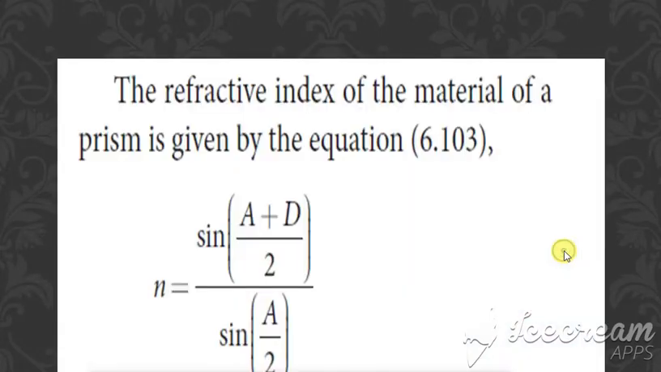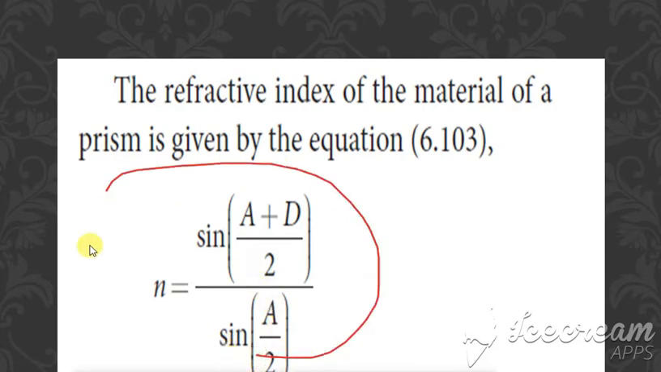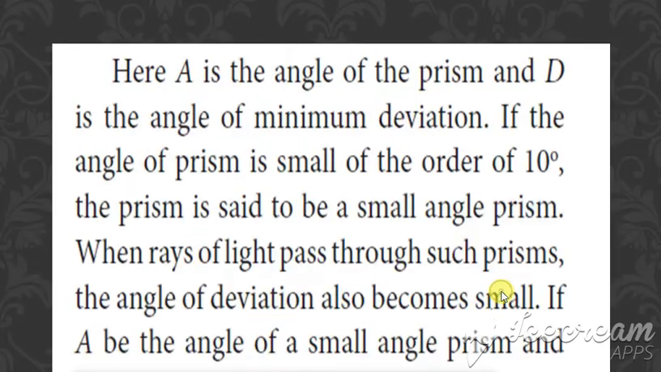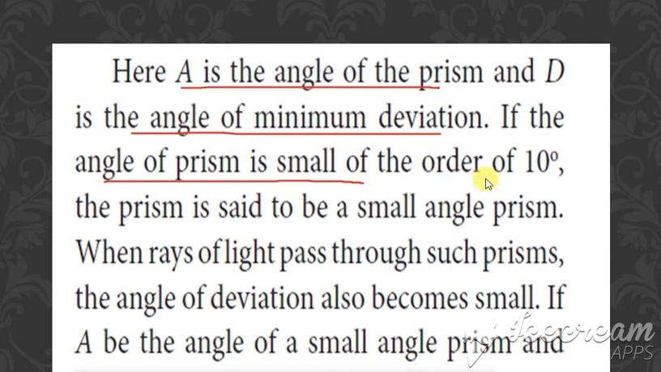Clear? Then the refractive index, we know the formula for this already, which is n is equal to sine of (A plus D) divided by 2, divided by sine of A by 2. So this we have seen already in dispersion, is it not? Here A is the angle of the prism and D is called what? The angle of minimum deviation.